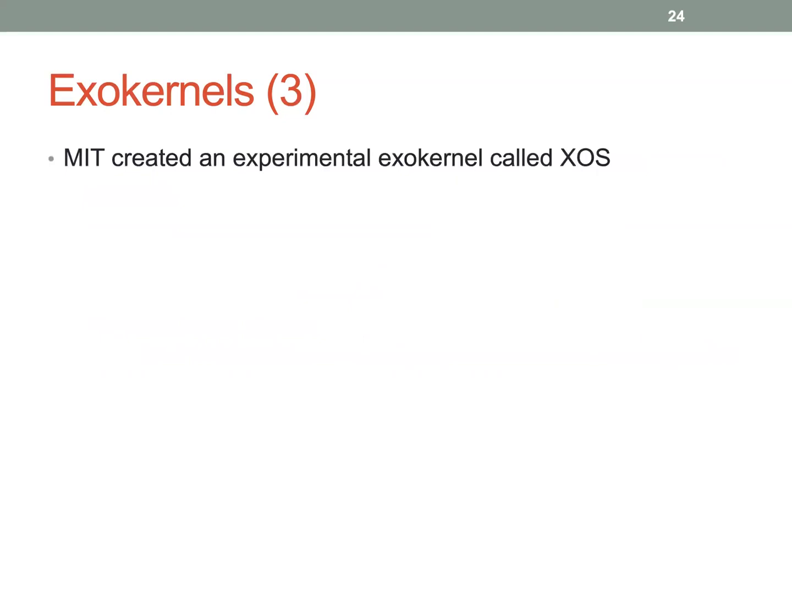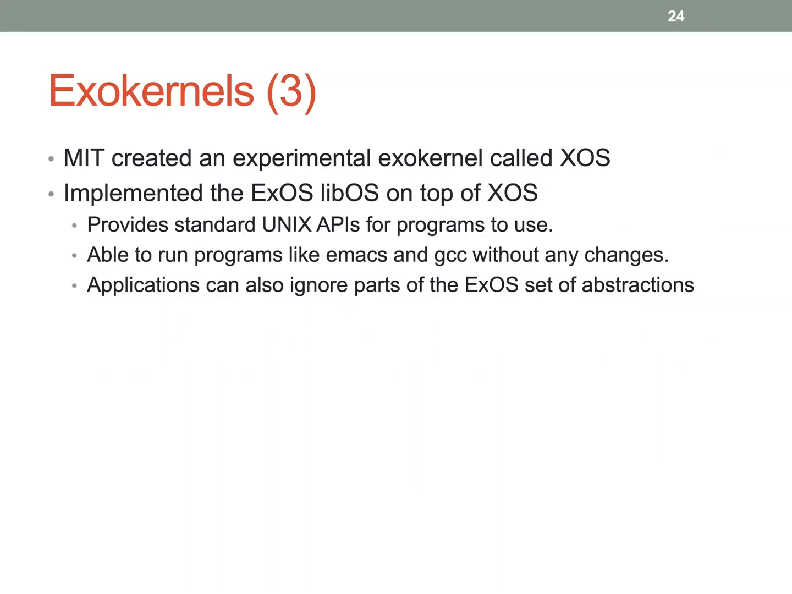So the experiment that MIT did was this thing called XOS. Now, I'm not sure I like the name because MIT turned around and implemented a libOS called ExOS on top of XOS. Now I'm confused. But basically, the ExOS libOS provided all of the standard Unix APIs. So this basically allowed standard Unix applications to run on top of XOS without any real change, which is pretty dang cool if you think about it.